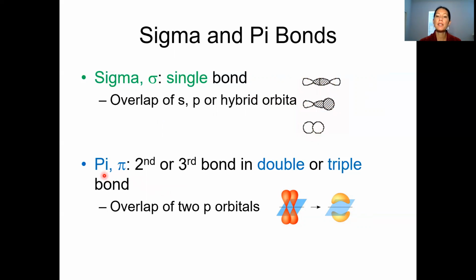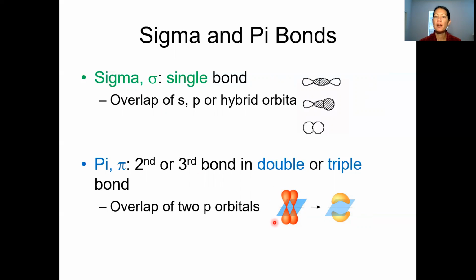A pi bond is different. And a pi bond is actually the second or third bond in a double or triple bond. So let me say that again. In a double bond, you have two bonds. The first one will always be a sigma bond. It's the second one that will be a pi bond. Or if you have a triple bond, the second and third one will be pi bonds.